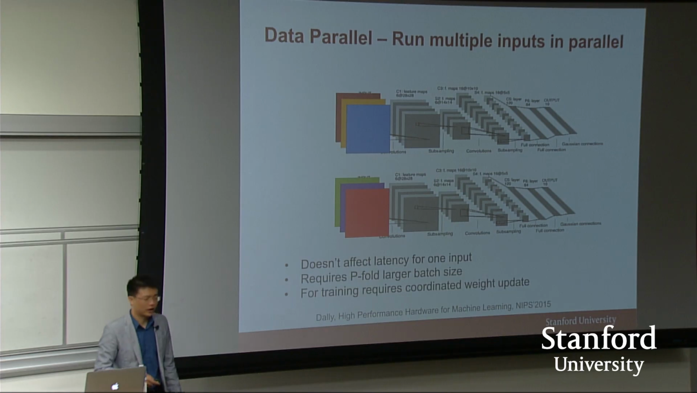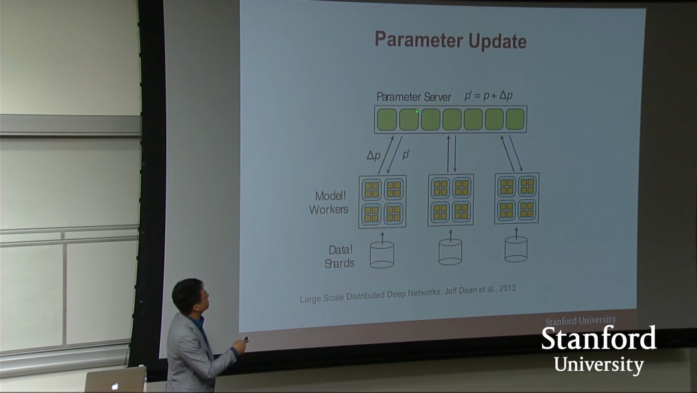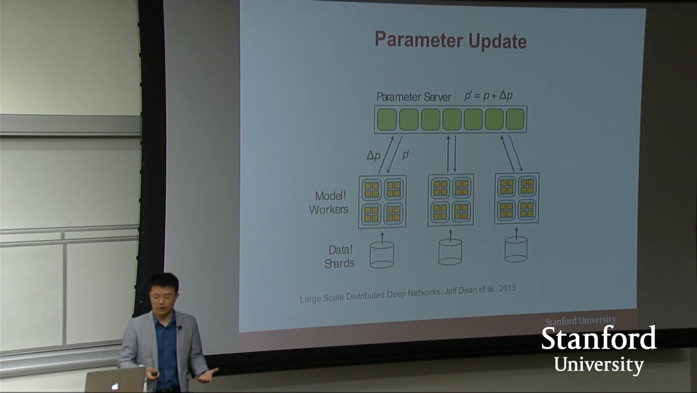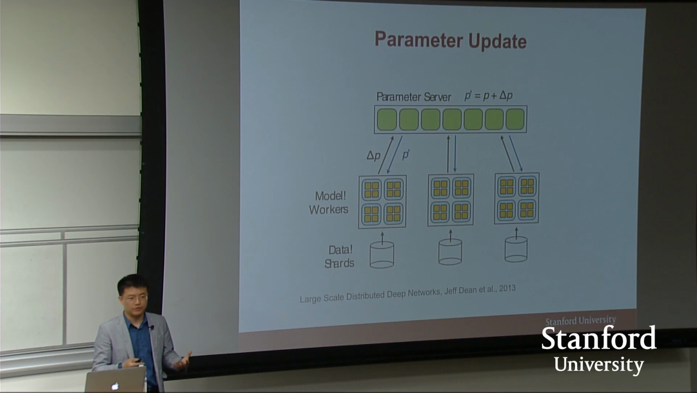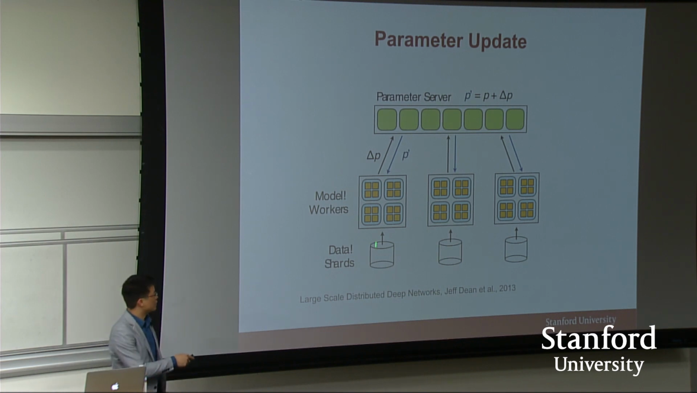So it requires a coordinated weight update. For example, this is a paper from Google. There's a parameter server as a master and a couple of slaves, each running their own piece of training data, and updating the gradient to the parameter server and getting the updated weight back individually. That's how data parallelism is handled.